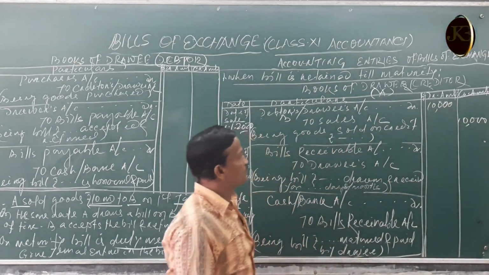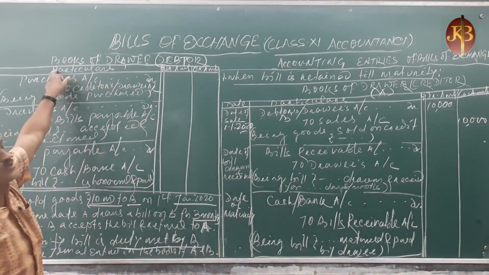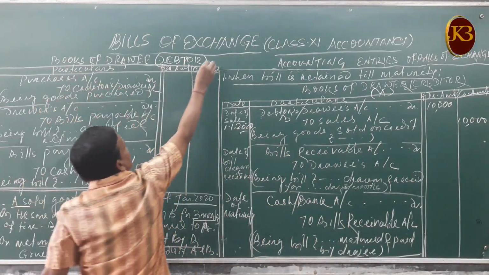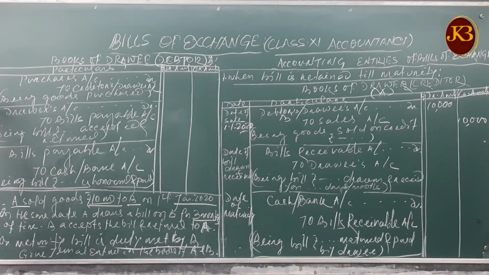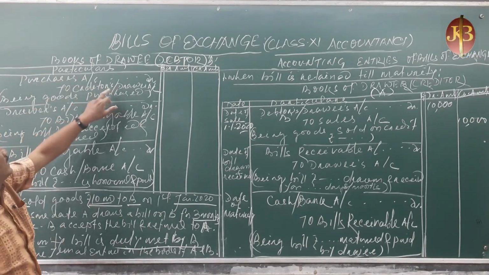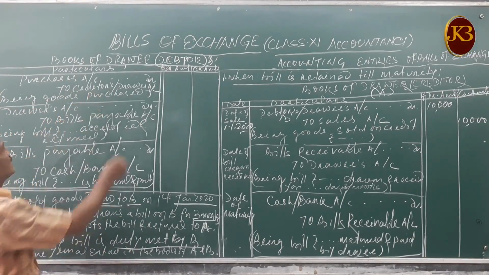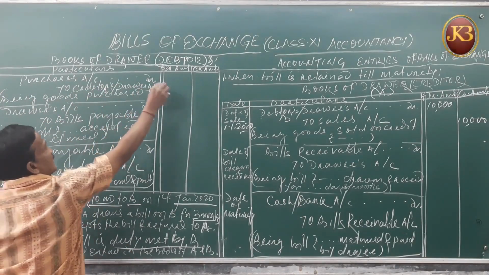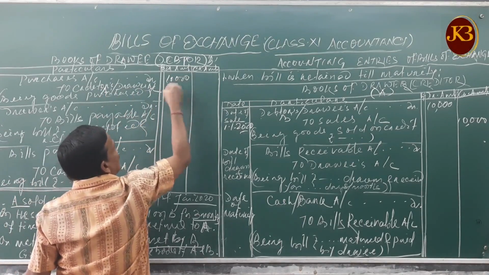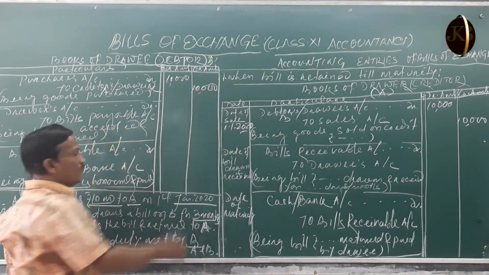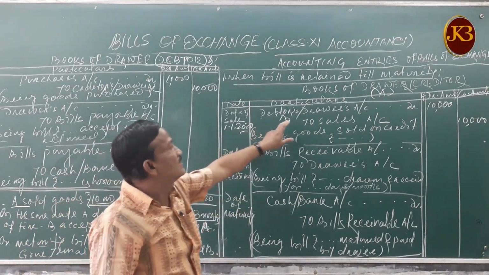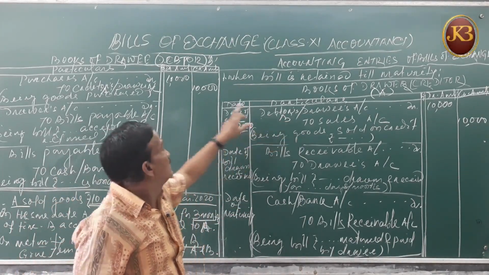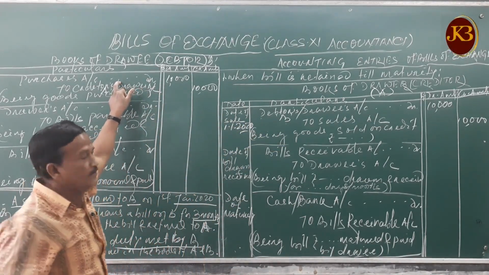First entries. Likewise, in the books of the drawee, that is the debtor, that is B, that is the date of purchase, 1st January 2020. Purchases account debited to creditors account. Creditor is A, so that is A's account, 10,000 rupees. Do the entries simultaneously, then it will be clear. This is the sales entry in the books of A, and this is the purchase entry in the books of B.